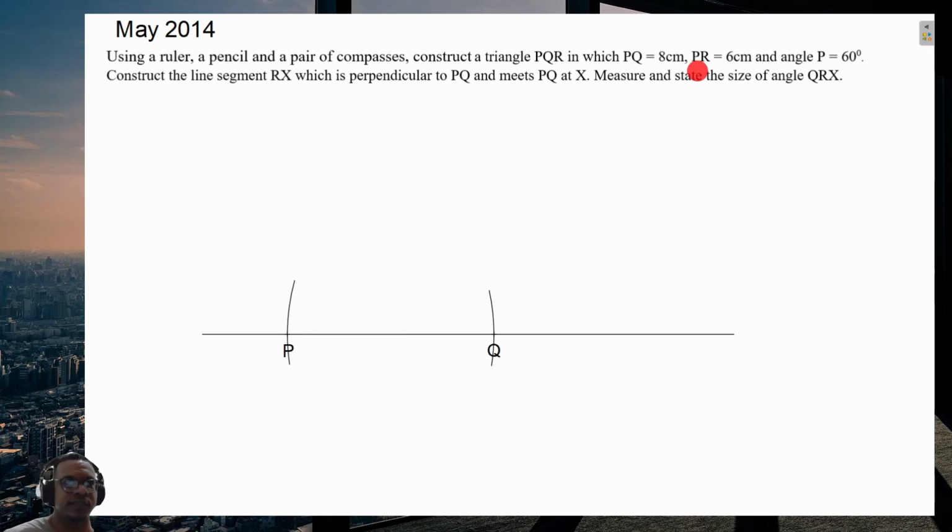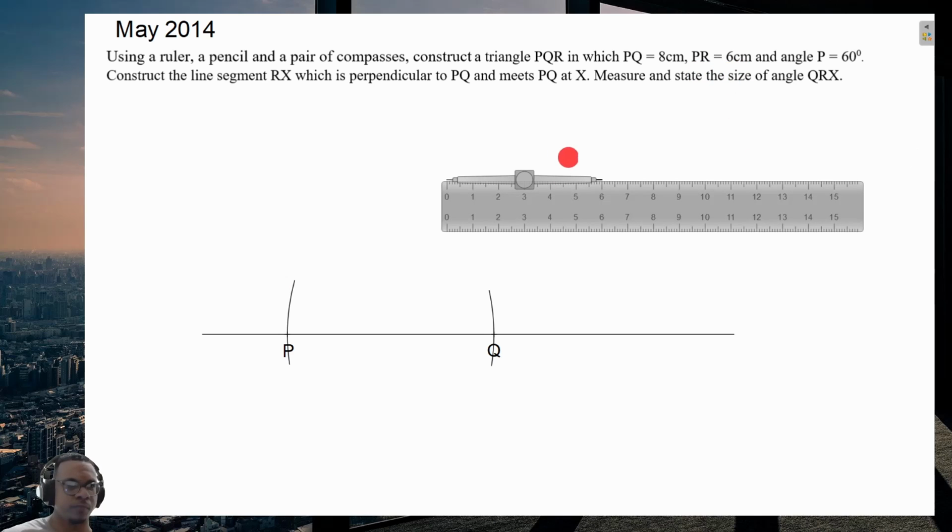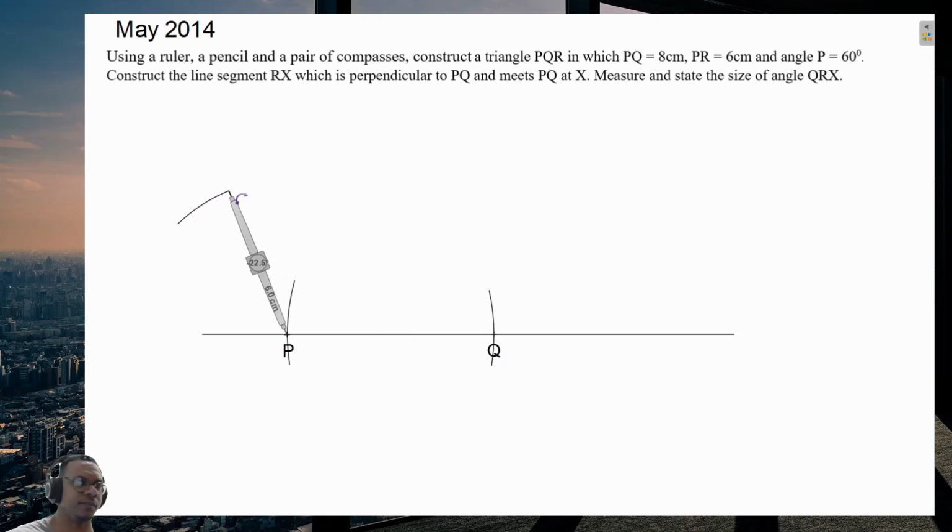Now seeing that the line segment PR is equal to 6 centimeters, I'll open my compass out to 6 centimeters, place the compass point at P and make an arc. Then I'm going to construct a 60-degree angle at the endpoint P. So now I'll adjust the distance on the compass to something comfortable to work with. I'll place the compass point at P because that's where I want the vertex of the 60-degree angle to be.